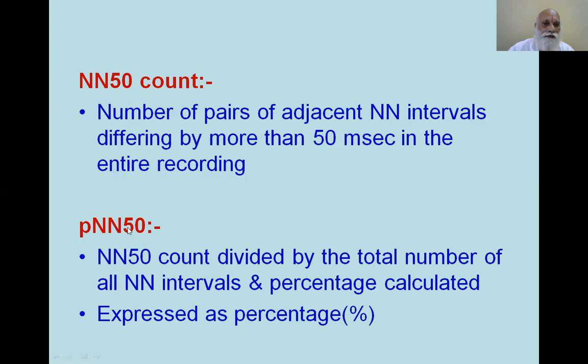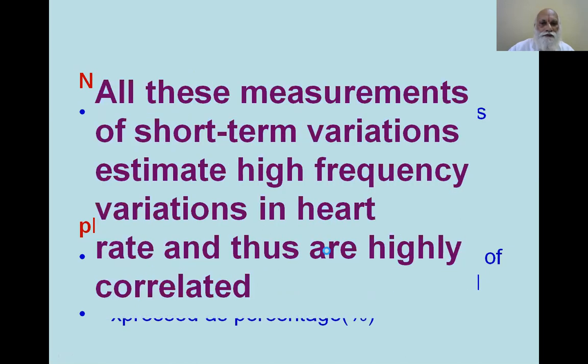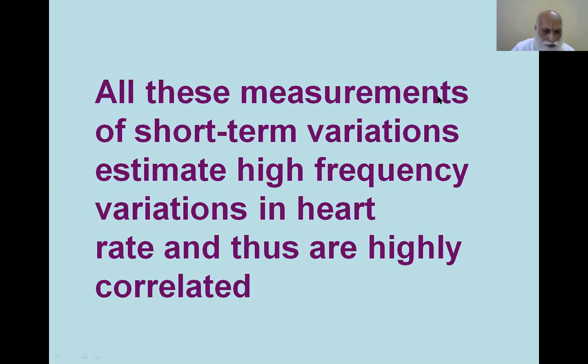pNN50. Here the percentage is calculated. The NN50 count is divided by the total number of NN intervals, and the percentage is calculated. That's all. It is more or less like a standardization. All these measurements of short-term variations estimate high frequency variations of the heart rate, and they are highly correlated.